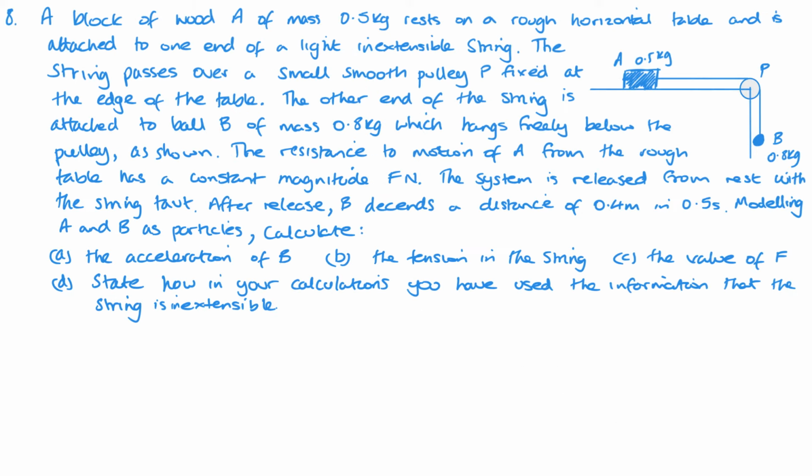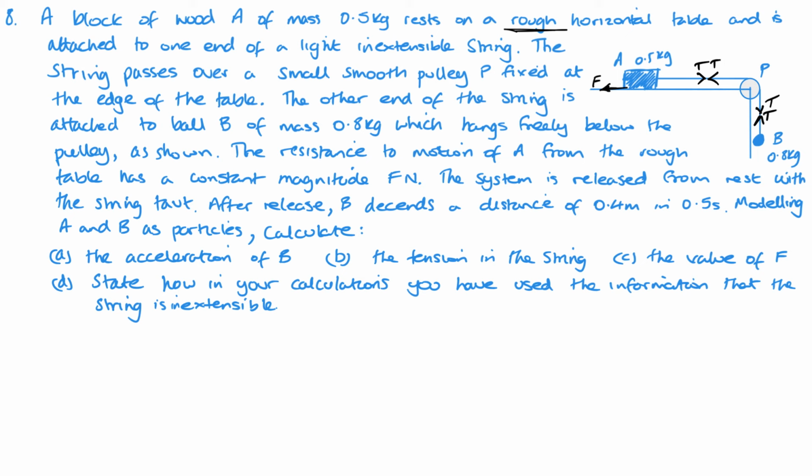Now this question, we can see it's on a rough horizontal table, so there is going to be friction involved. Okay, it's attached to one end of a light inextensible string. The string passes over a smooth pulley fixed at P. The other end of the string hangs freely, and so on. Now the resistance to motion of A from the rough table has constant magnitude F. So this is going to be my F. The system is released from rest with the string taut. That's nice. We can put our little tensions in here.